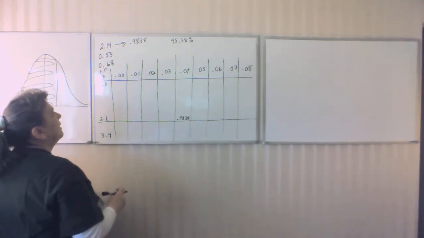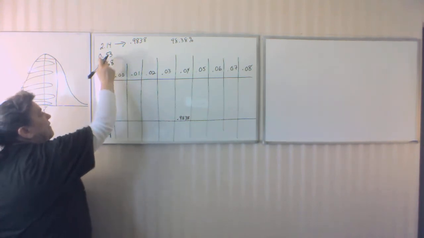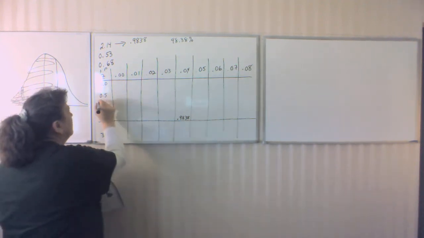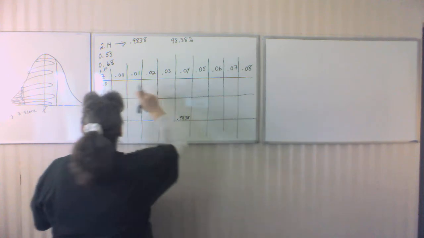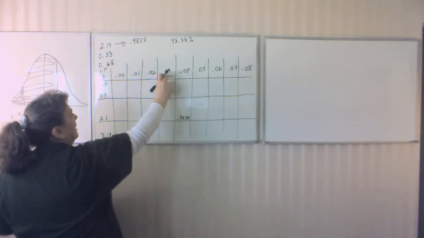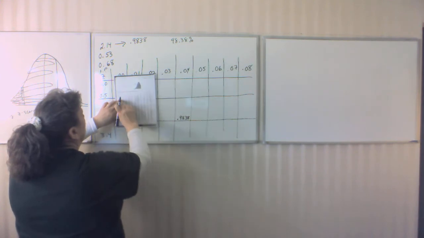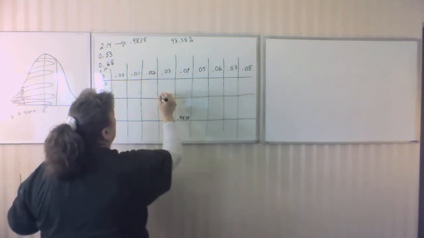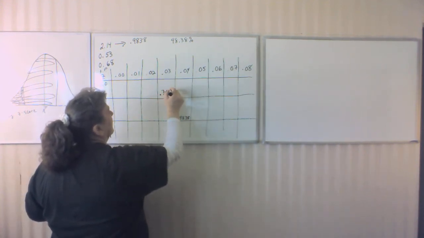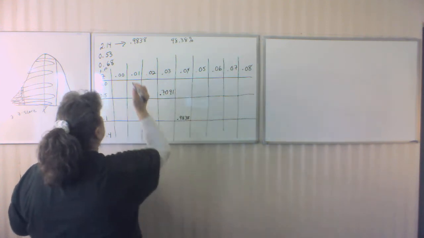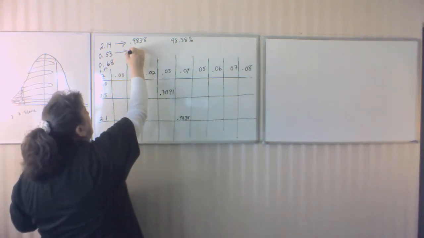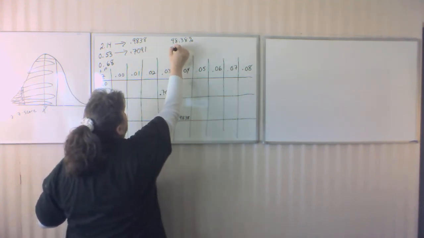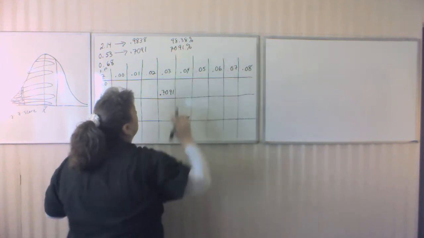Now, a 0.53. Well, that's going to be 0.5. So we're going to look for 0.5 here, and then we're going to go across until we get to 0.03. So 0.5 going across to 0.03 becomes 0.7091. Okay? So this person had 0.7091, or a 70.91 percentile.